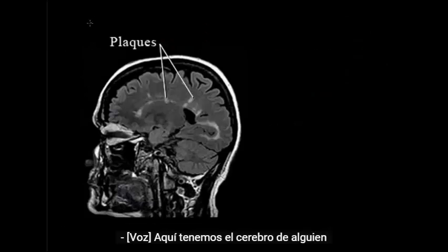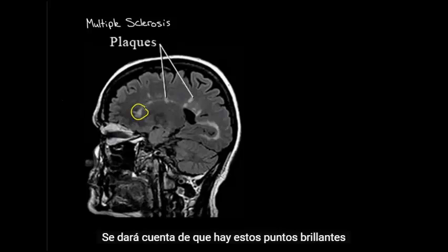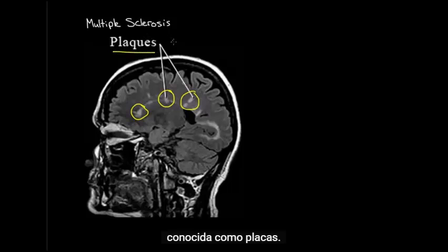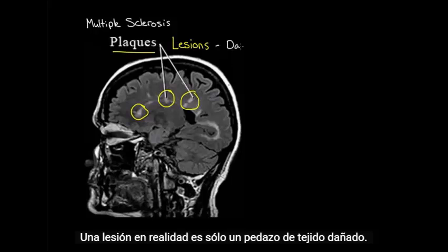So here we have the brain of someone who's suffering from multiple sclerosis. And you'll notice that there are these bright spots that are kind of located throughout the brain, known as plaques. These plaques are also referred to as lesions. And a lesion is really just a piece of damaged tissue.